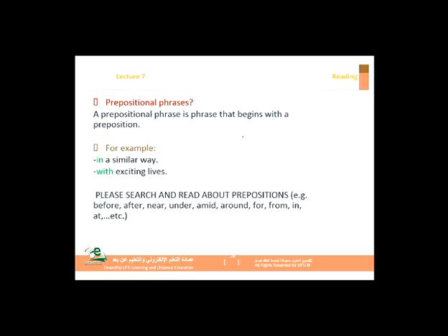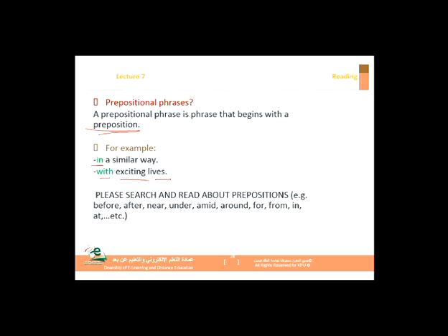Let's look at the last type, which is prepositional phrases. Now, how do we identify prepositional phrases? They basically begin with a preposition. So this is how we identify prepositional phrases. Let's look at some examples here. In a similar way, with exciting lives, and so on. To a great extent, for some reason.